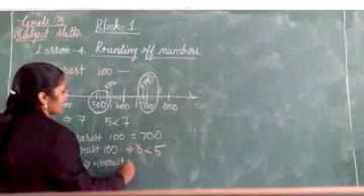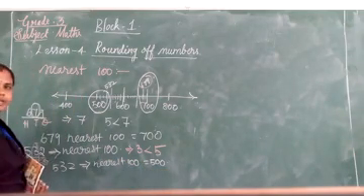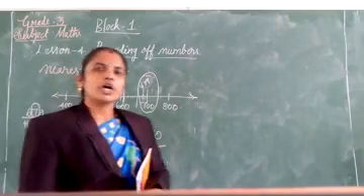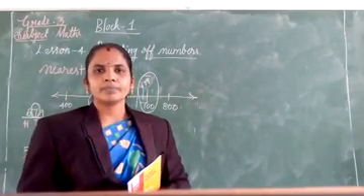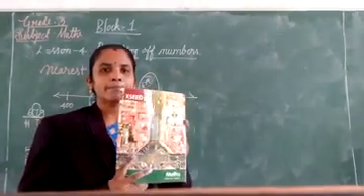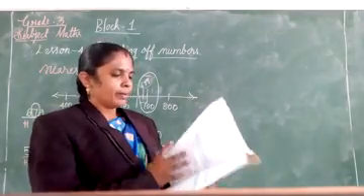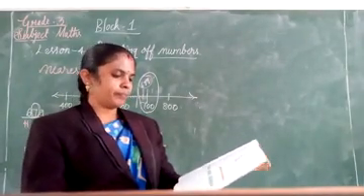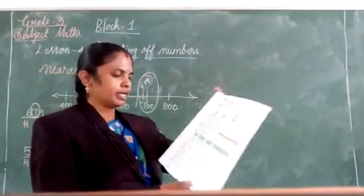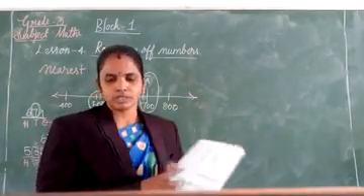The nearest 100 is 500. Are you all clear with this? Okay. Now take your content book, page number 5. Now we are going to do practice questions.